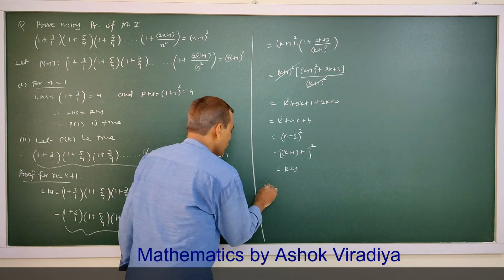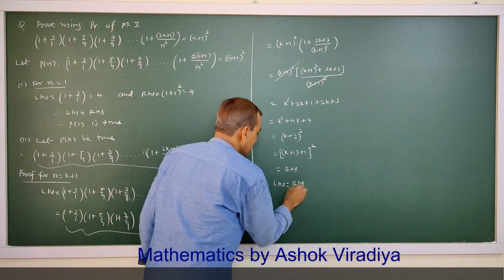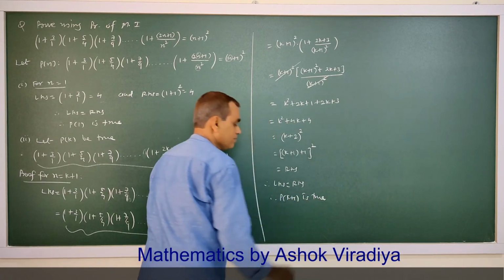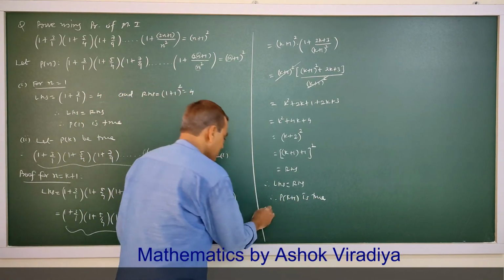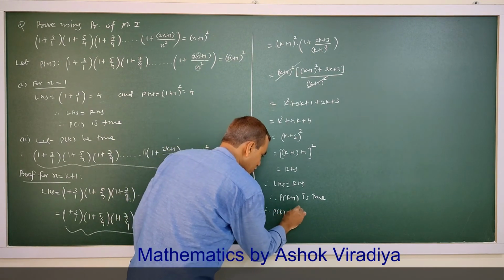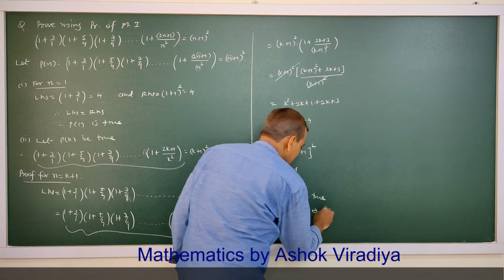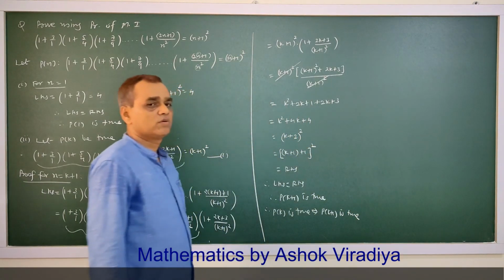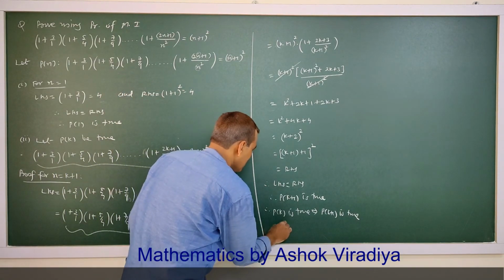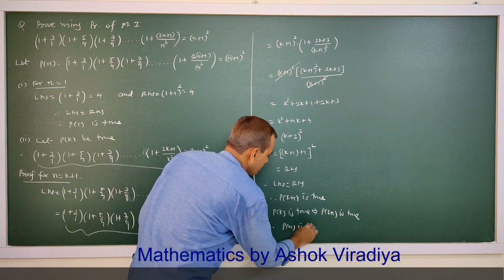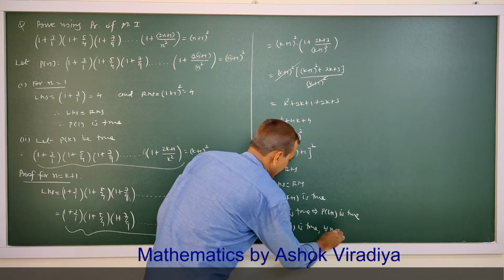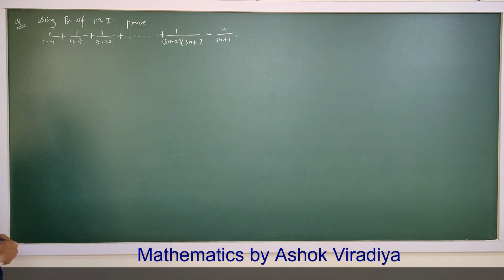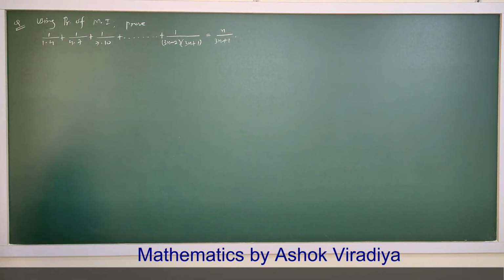So LHS is equal to RHS. Therefore, P of k plus 1 is true. Therefore, P of k is true implies P of k plus 1 is true. Therefore, the statement is true for n equal to 1 and for every n belonging to N. Using the principle of mathematical induction, we prove this question.